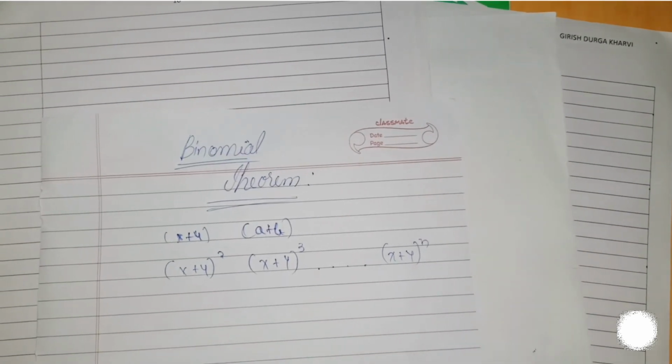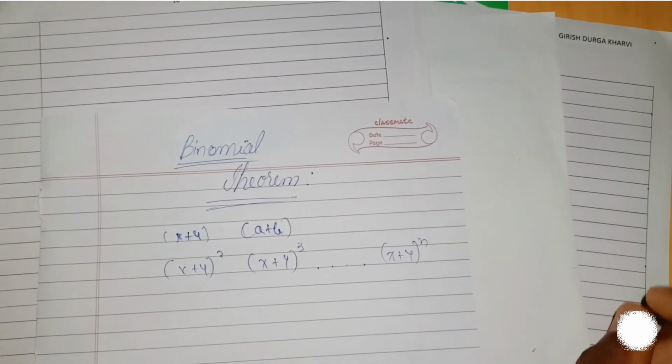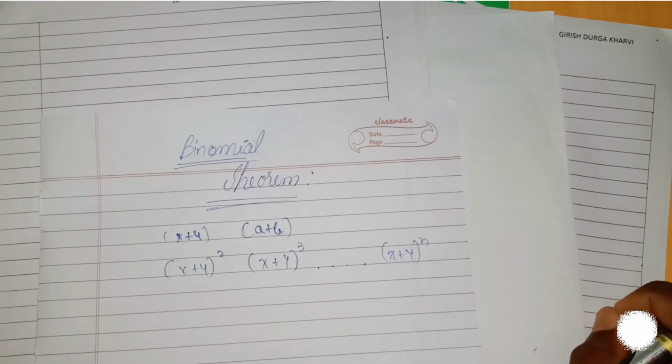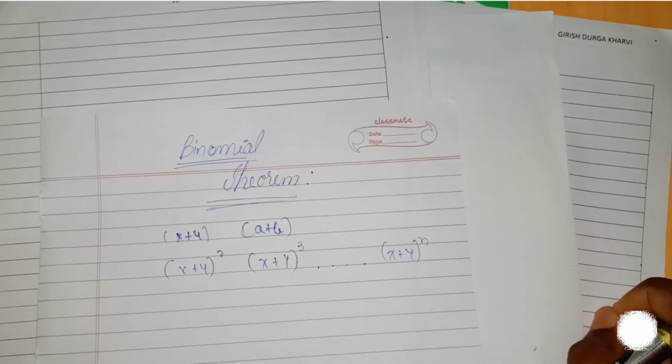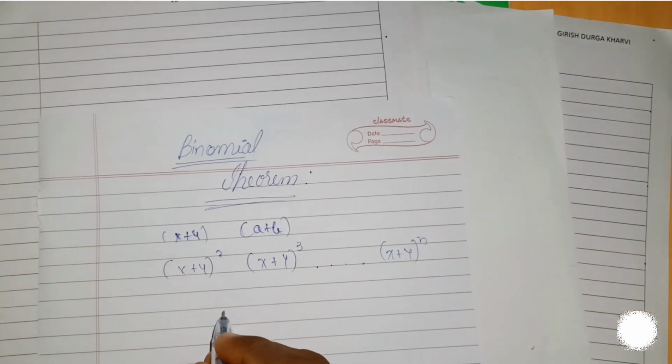In these identities, the binomial theorem was given by Pascal, and the final touch to this theorem was given by Newton. But the whole credit goes to Pascal, who gave us this theorem.